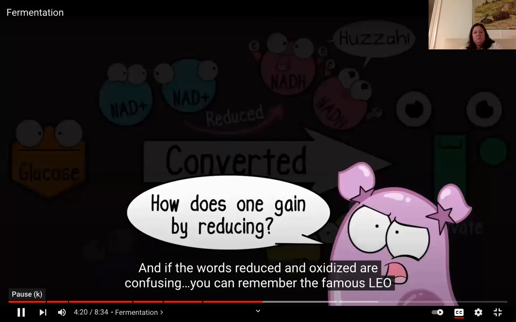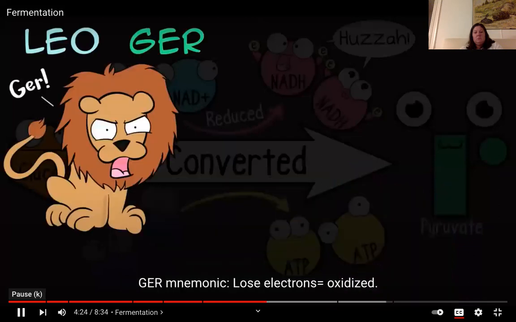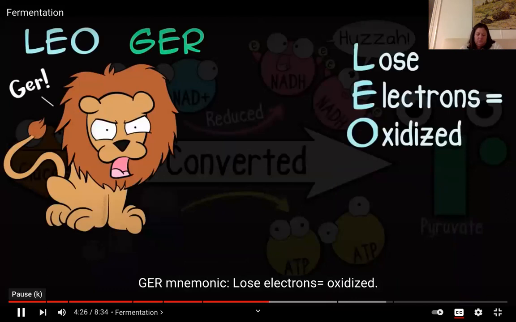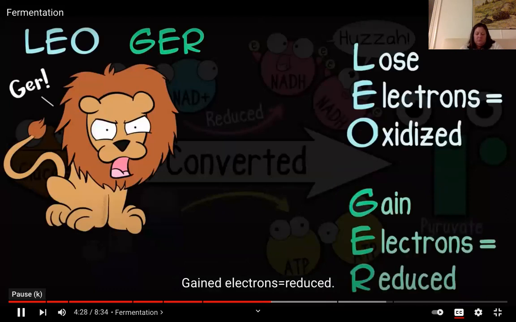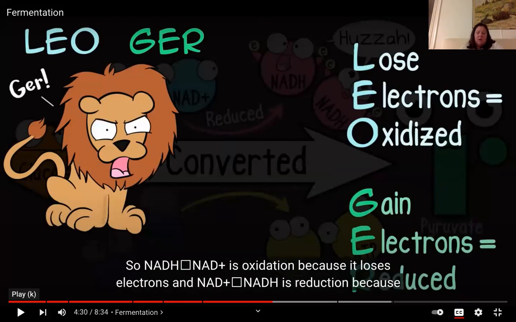And if the words reduced and oxidized are confusing, you can remember the famous LEO GER mnemonic. Lose electrons, oxidized; gain electrons, reduced. So I'll write that down for you.